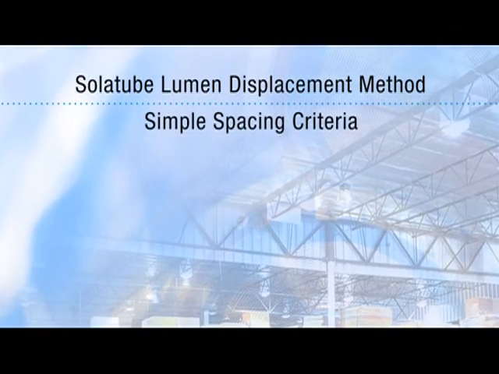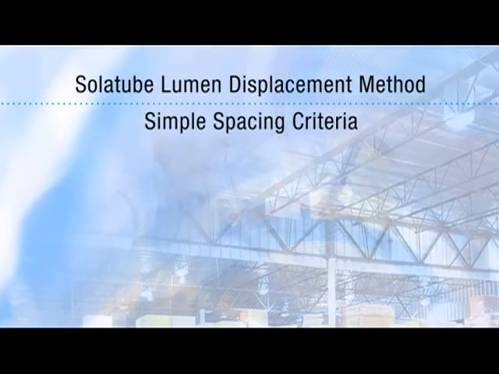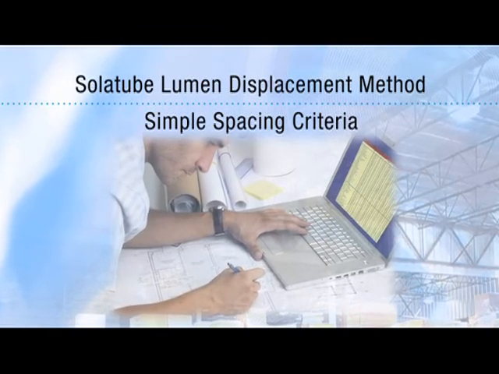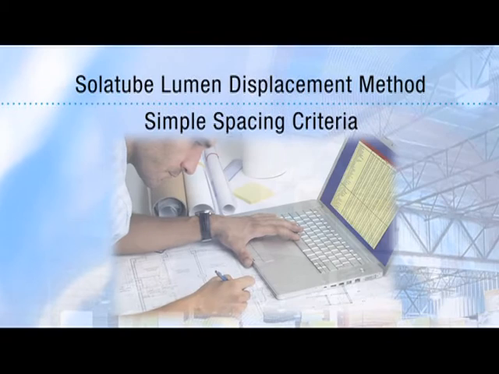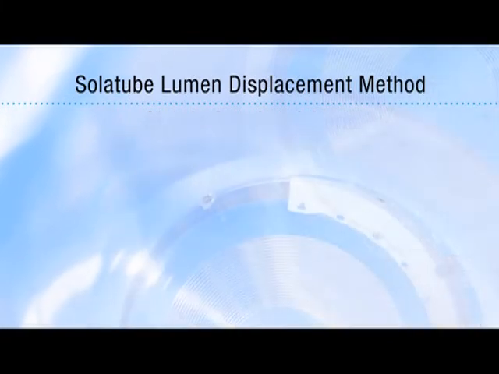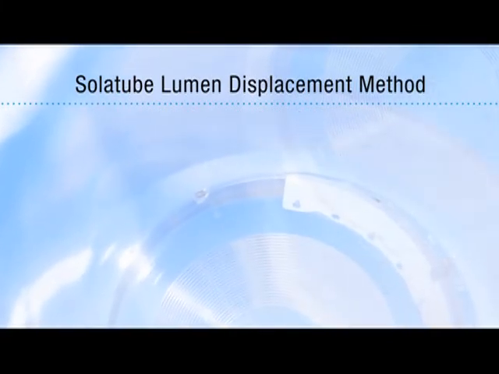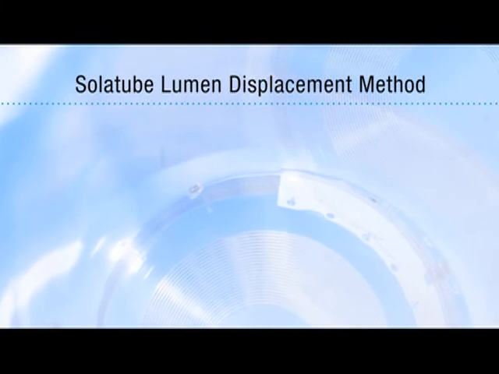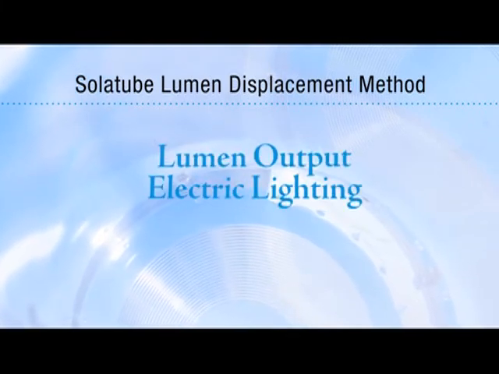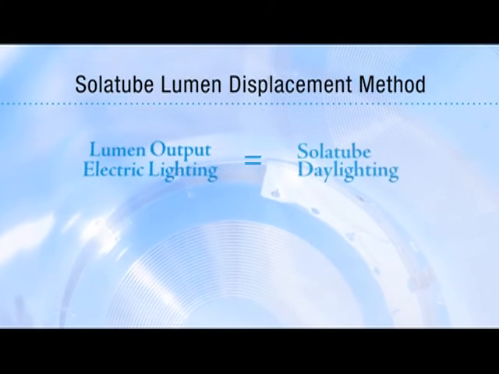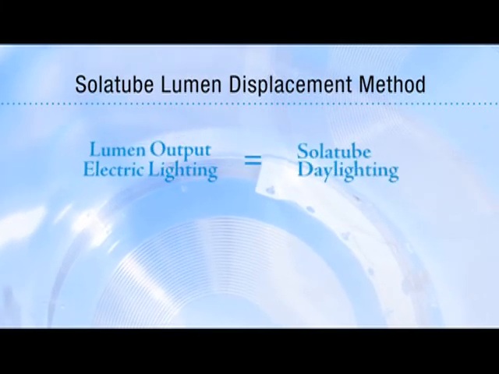Using these basic back-of-the-envelope approaches, a designer can very quickly establish an initial estimate of the quantity of Solitube daylighting systems necessary to meet the lighting requirements of a space or building. With the lumen displacement method, the lumen output of electrical lighting equipment is calculated for a space and then equated to the average lumen output of Solitube daylighting systems.